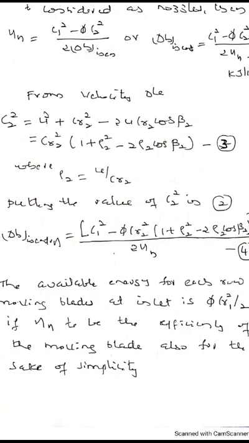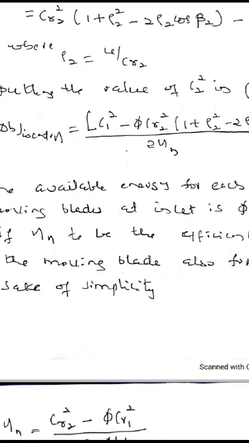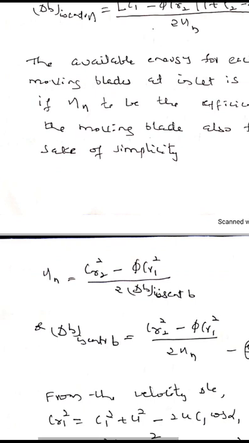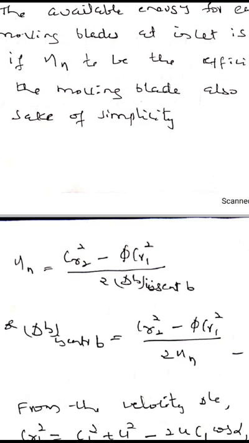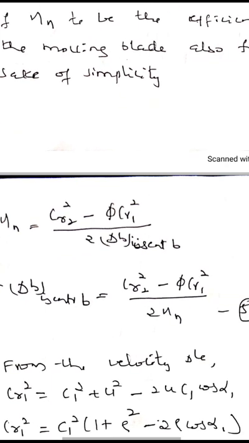Then similar to the nozzles or fixed blades, the actual energy available at the inlet of the moving blades is not CR1 but it is phi CR1, where again phi is a carryover coefficient. Then, assuming one more thing for simplicity, that the nozzle efficiency is equal to the blade efficiency, then eta n equals CR2 square minus phi CR1 square divided by 2 delta H isentropic B. Then delta H isentropic B equals CR2 square minus phi CR1 square by 2 eta n.